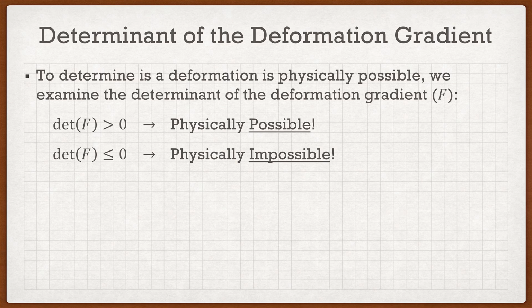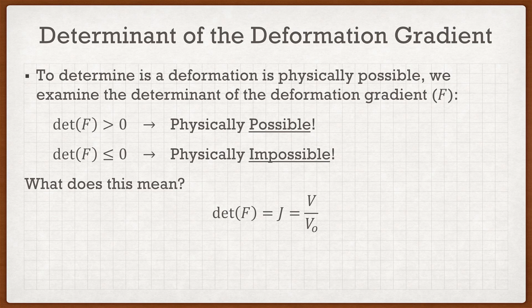But let's take a step back and say, okay, Clayton, you said the determinant has to be greater than 0 for this deformation to be physically possible. And well, I'm not going to take your word for it. So what exactly does this mean? The determinant is greater than or equal to 0. So let's say that the determinant of F is equal to something called J, and even though it's a bit more complex than just this, it's basically the ratio of the volume after deformation compared to the volume before deformation.